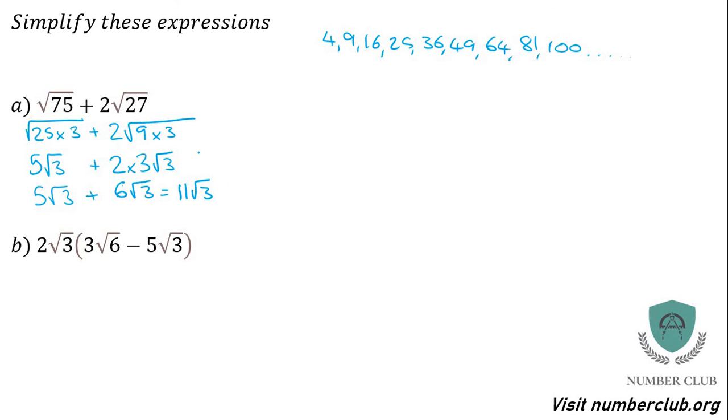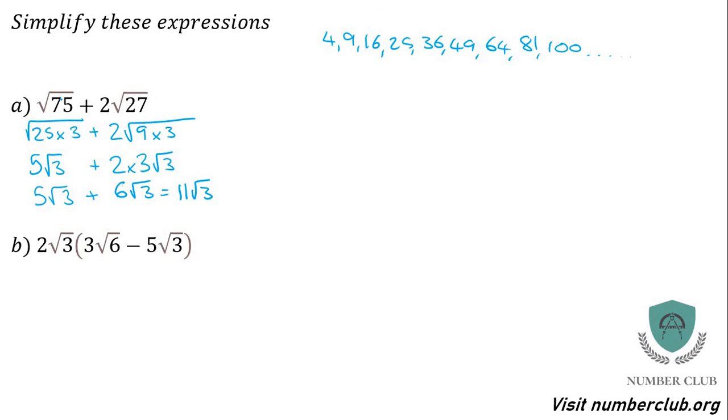Now, in addition questions, you can't just say, I'm going to add up the root parts and end up with the square root of 102. It's not the way things work. You should always simplify anything you can at the start of every single question. It's almost always going to be a good idea to do that. With the simplification of each of these, you found that the roots matched. Once the roots match, you can collect the like terms. 5 root 3's plus 6 root 3's means I have 11 root 3's.